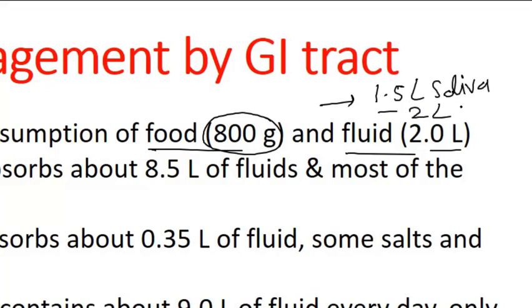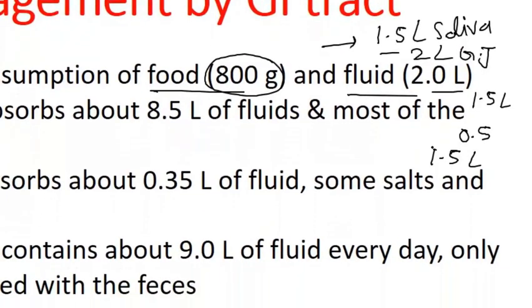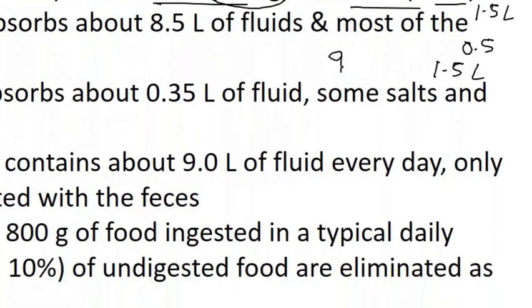approximately 2 liters of gastric juices secreted every single day, and the pancreas delivers another 1.5 liters of pancreatic juice, while the liver and gallbladder produce bile of 0.5 liter, that's half a liter, and the small intestine produces approximately 1.5 liters of fluid as well. So if we join all these secretions together, it gives us around 9 liters. So it's a huge deal, right?